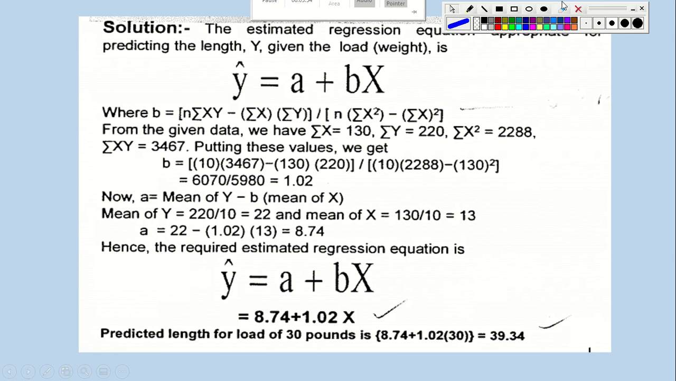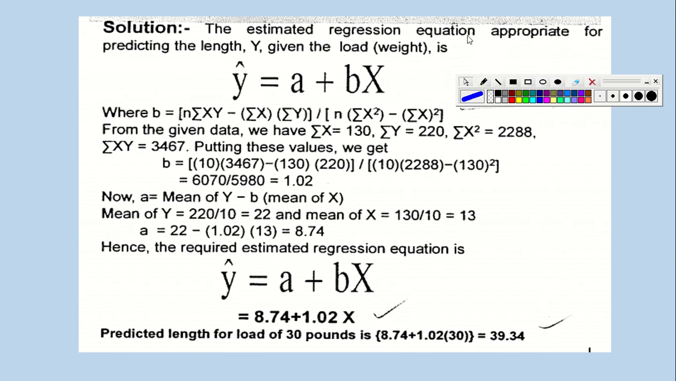The estimated regression equation appropriate for predicting the length y given the load weight is y hat is equal to a plus bx, where b is this. From the given data we have summation x, summation y and summation x square, summation xy. Putting these values we get b is equal to 1.02. Now a is the mean of y.